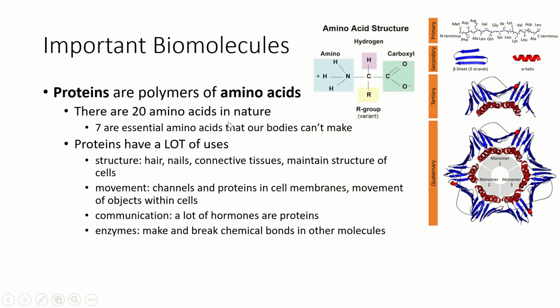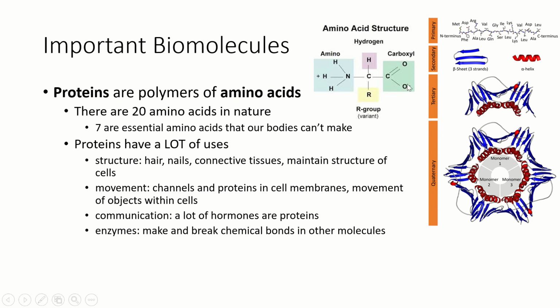Now, the other group of important biomolecules that is a polymer are proteins. Proteins do so much in the body. Every single protein is a polymer of amino acids. There are 20 amino acids in nature. Your body can make most of those if you give it other amino acids. There are 7 that your body can't make, so we call those the essential amino acids. You have to get those from your food.